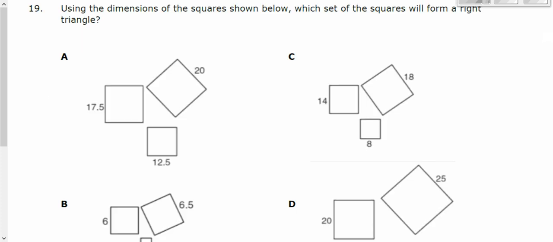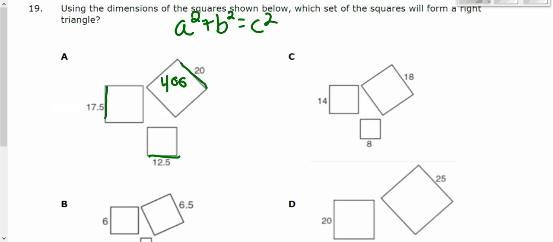Number 19, using the dimensions of the squares shown below, which set of squares will form a right triangle? Okay, so I know if it is a right triangle, then this will be true. We learned that the Pythagorean theorem only works for right triangles. And when there's a number on the outside here, I can probably assume it's the length of the square. So not the area of the square, but the length. But I can use the length of the square to find the area. So we know the two smaller squares should add to equal the larger square.